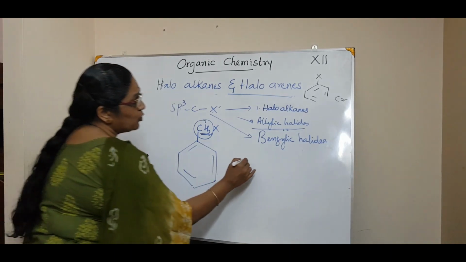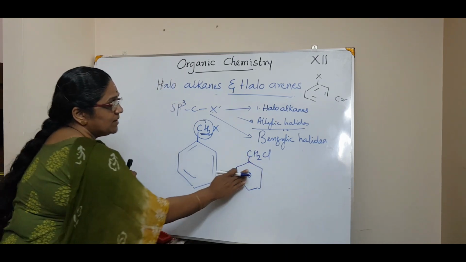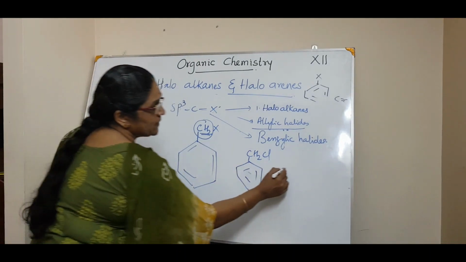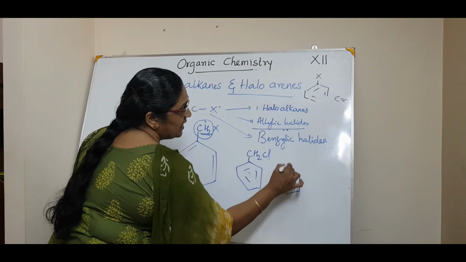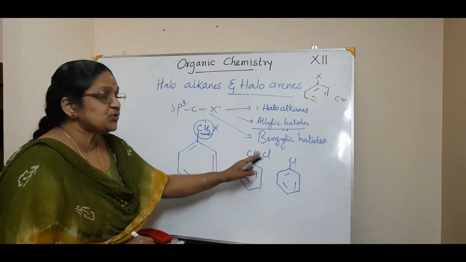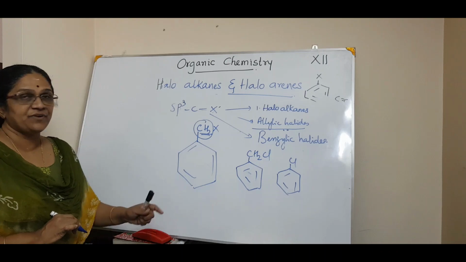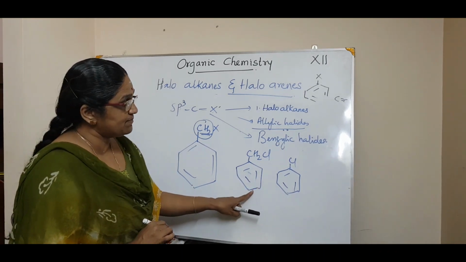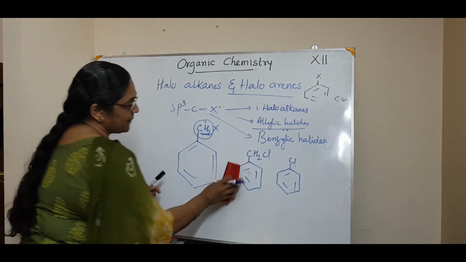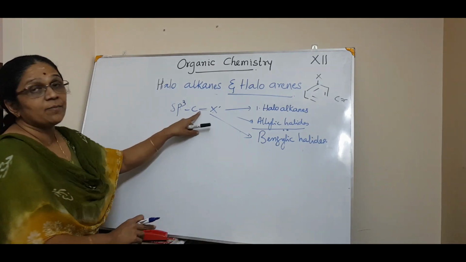For example, you know this is benzene, right? And if I simply say chlorine, you can say it is chlorobenzene. But if it is CH2Cl, it is called benzyl chloride. That's the difference. This is chlorobenzene and this is benzyl chloride. You will come across it later, then we will see that. So these are the three classifications based on the compounds containing an sp3 carbon-halogen bond.